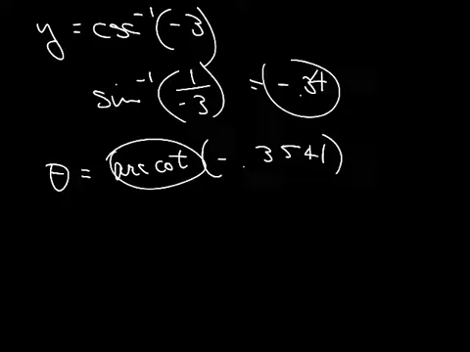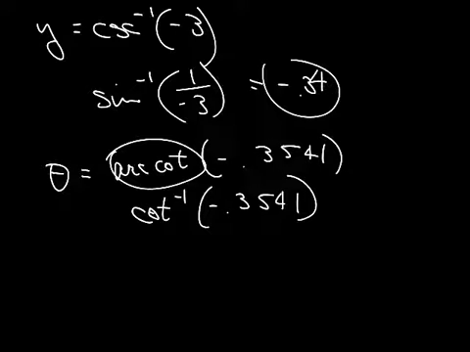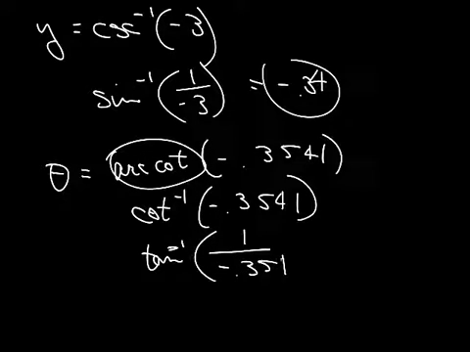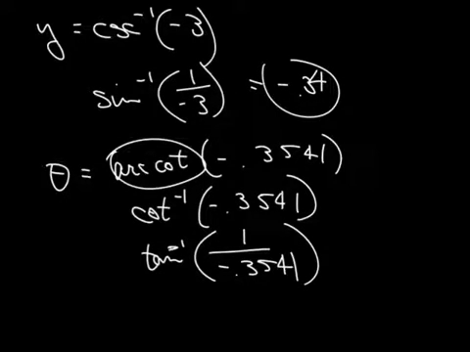And we're going to write arc cotangent. We'll just rewrite it as cotangent inverse, because that's what my little example that I told you about was. And then that can be written as tangent inverse of 1 over -0.3541. That's all you have to remember. If you have that written down, that will save you a whole lot of time later. And we find out that this ends up being in quadrant number 2. Arc cotangent is in quadrant 2.